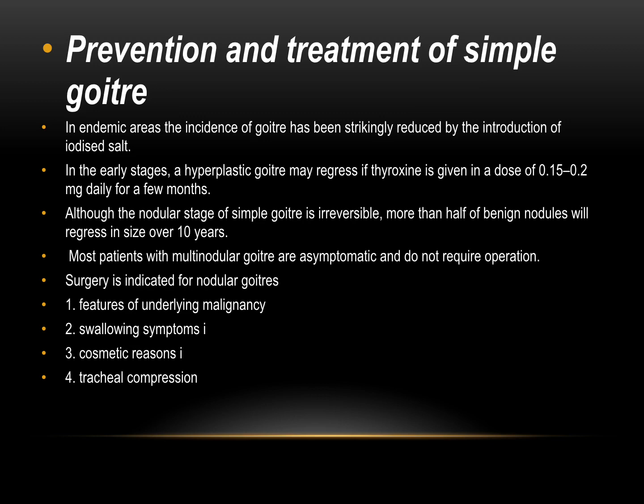Prevention and the treatment of simple goiter. In endemic areas, the incidence of goiter has been significantly reduced by the introduction of iodized salt. In the earlier stages, hyperplastic goiter may regress if thyroxine is given in a dose of 0.15 to 0.2 mg daily for a few months.